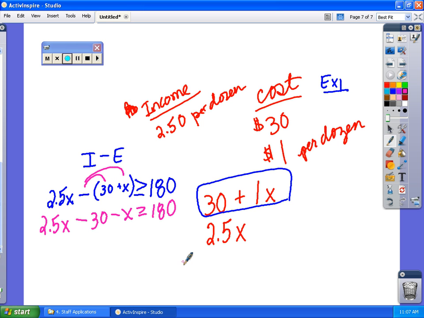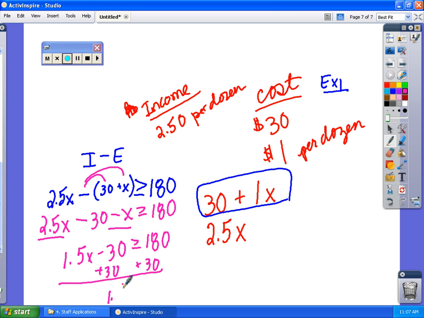And now I'm just going to solve it. I've got to combine the negative x and the positive 2.5x and get 1.5x minus 30 greater than or equal to 180. Add 30 to both sides. 1.5x is greater than or equal to 210. And then I'm going to do 210 divided by 1.5 and get 140, which means x has to be greater than or equal to 140 for them to make that profit, which means that's the number of dozen donuts they have to sell.